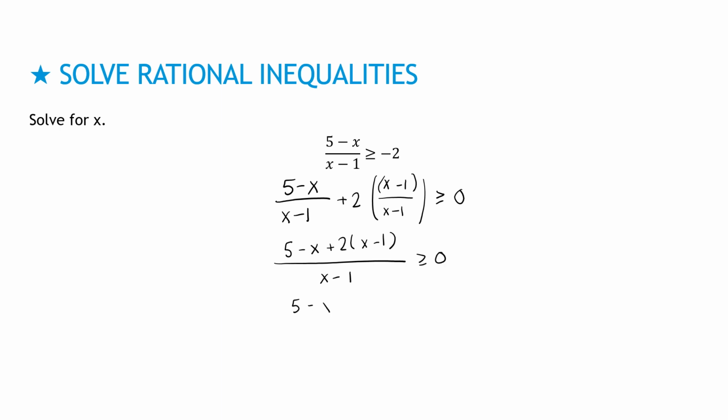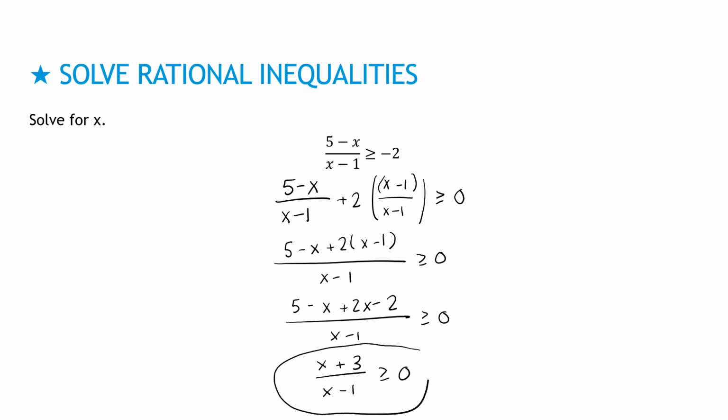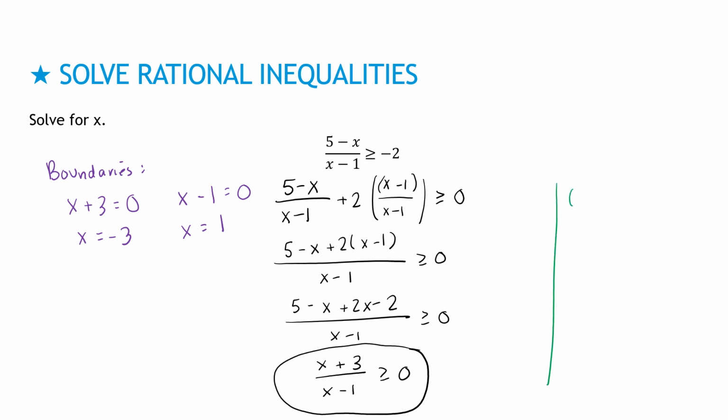Distribute: 5 minus x plus 2x minus 2. Combine like terms, that gives me x plus 3 over x minus 1. So this is my new function that I'm working with. My boundaries would be where x plus 3 equals 0, because that's where the function would be equal to 0, and where x minus 1 equals 0, because that is where the function would be undefined. Then I'm going to make my table. My table would include from negative infinity to negative 3, from negative 3 to positive 1, from 1 to infinity.